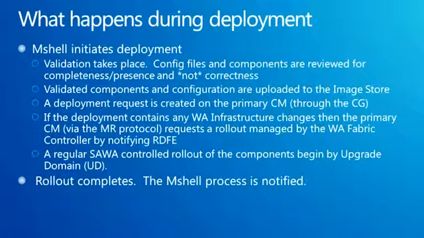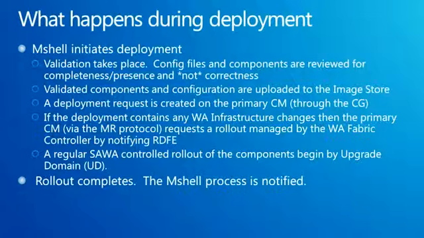What happens during a deployment? The following steps typically take place during a deployment. When a deployment is initiated by MShell, the first step is to validate all of the configuration. Configuration files and components are reviewed for completeness and presence, and not correctness. In other words, any changes to variables inside of these files will be accepted by the system as long as the variables are defined. MShell is simply checking to make sure that the necessary variables are defined and not whether or not the values specified for those variables are correct.